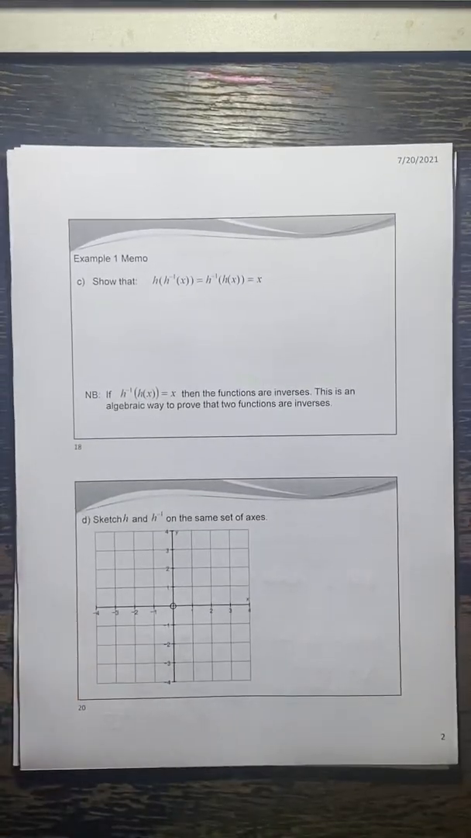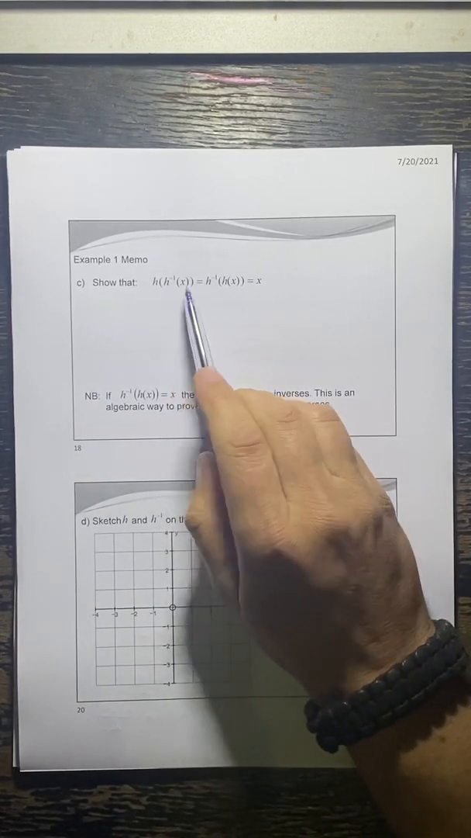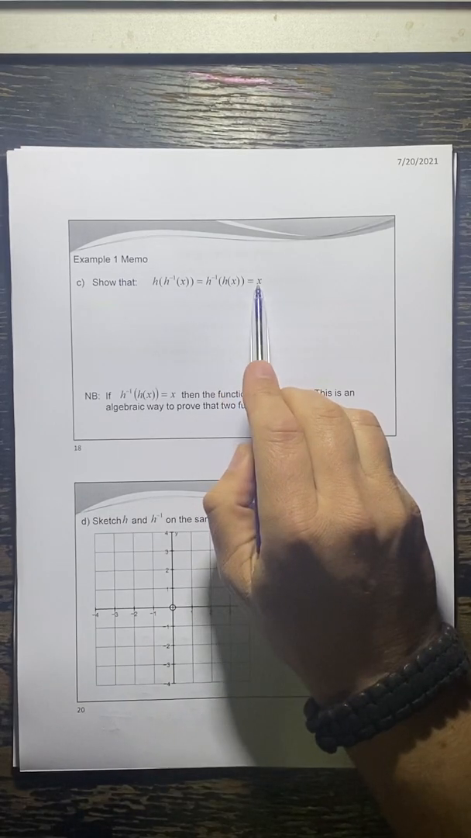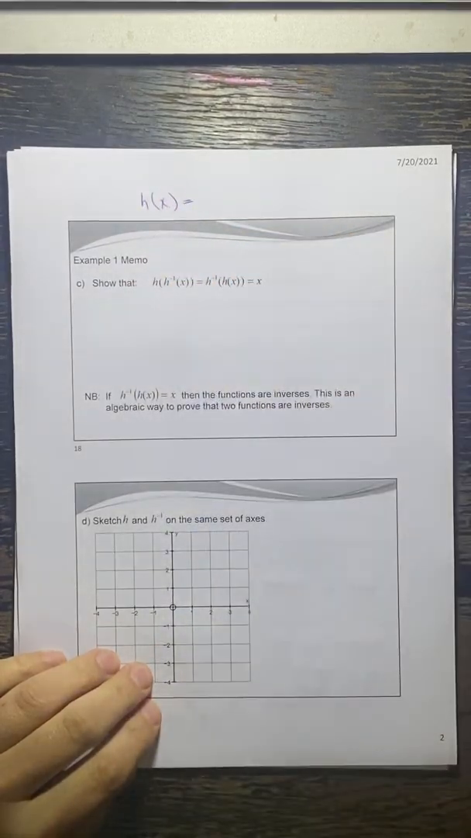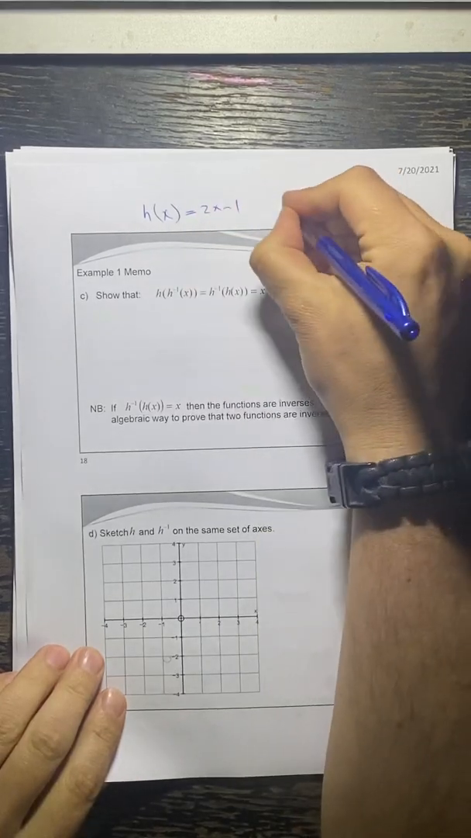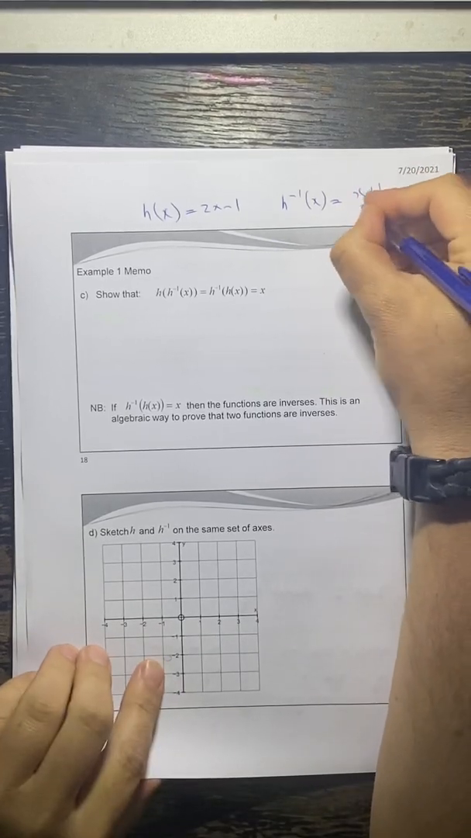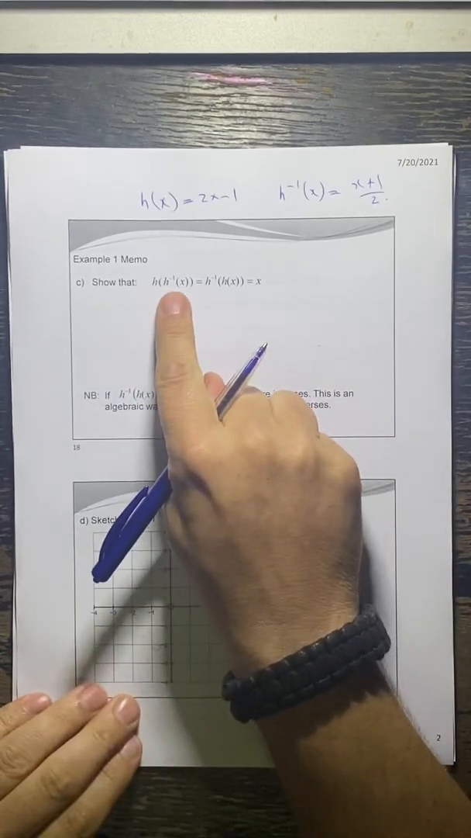Going on to the next one. We have to show that h of h inverse is equal to h inverse of h of x, which is equal to x. Just remember that our h of x was 2x minus 1, and our h inverse of x was equal to x plus 1 over 2. So what I'm going to do first is test this one over here.